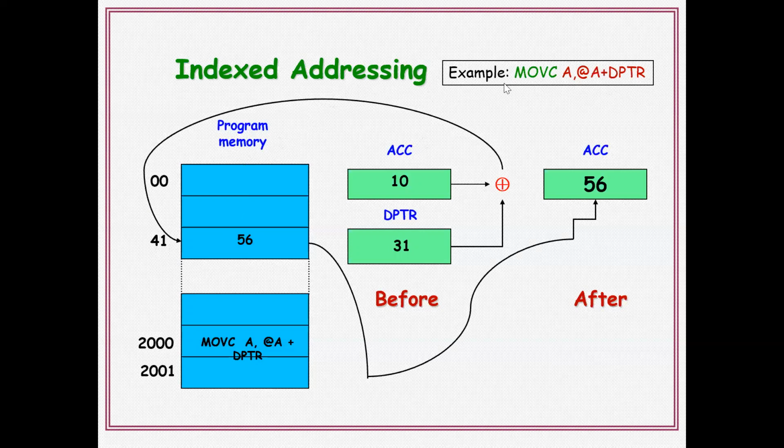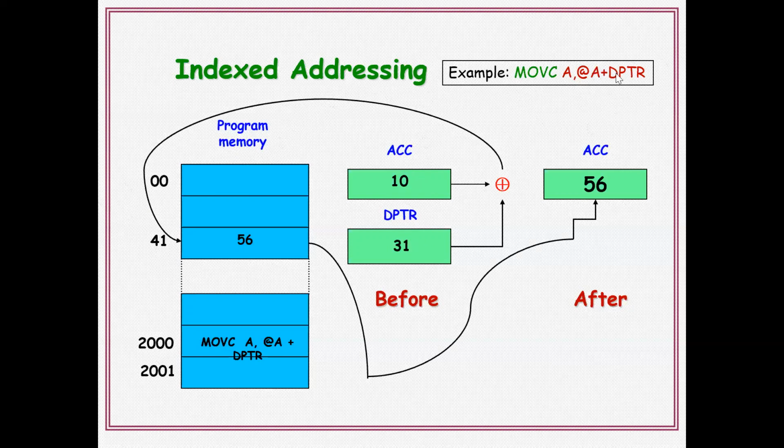Okay, sorry, not 40th location. This instruction is available at the 2000H memory location in program memory. The instruction is MOVC A, @A+DPTR. Okay, so this is the instruction available.